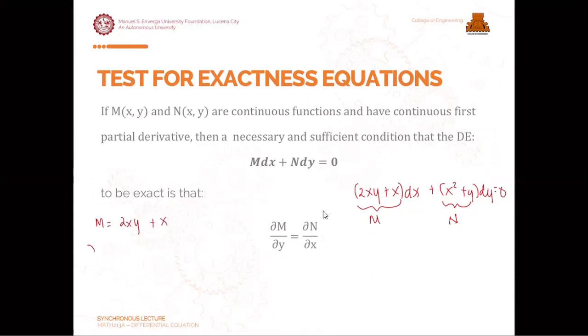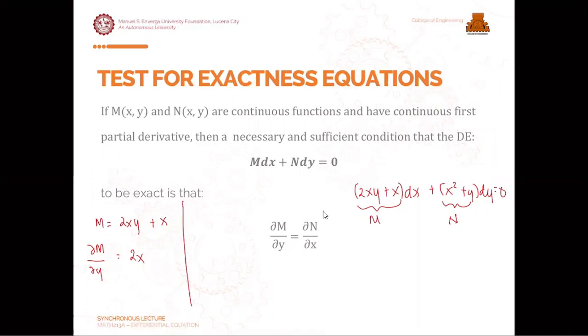Okay? So, partial of m with respect to partial of y. So, ibig sabihin, si y yung magiging variable natin. Lahat ng x will be treated as constant. So, ibig sabihin, yung first term natin, 2xy. So, 2x is constant, then derivative ni y, so sabihin, 2x. Then, si x is constant, yung second term, so 0 na siya. So, 2x lang yung partial derivative natin doon.